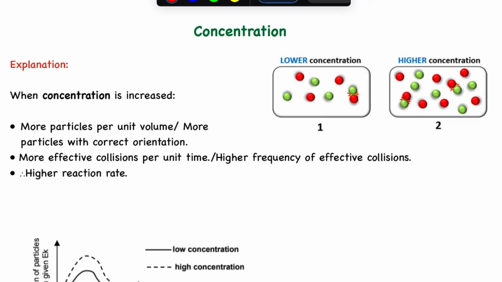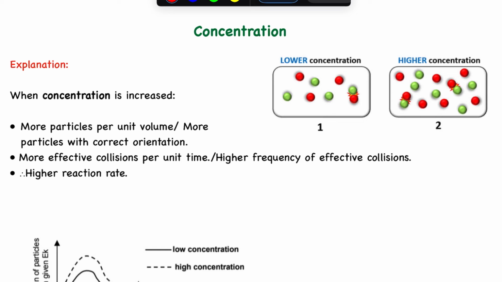Now when you increase the concentration, that means you are increasing particles per unit volume. There are more particles per unit volume, or more particles with correct orientation. There are more particles now. This is very important, guys, this point. More particles per unit volume, or you can write any one of that, and then you say more effective collision per unit time. Alternatively, you can say higher frequency of effective collision, and therefore the rate of reaction increases.